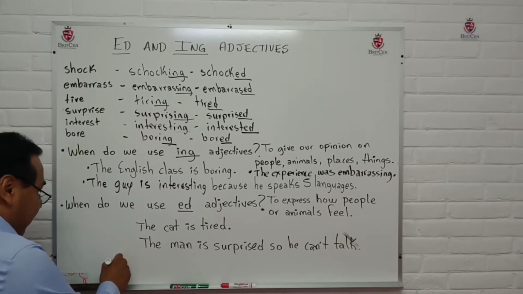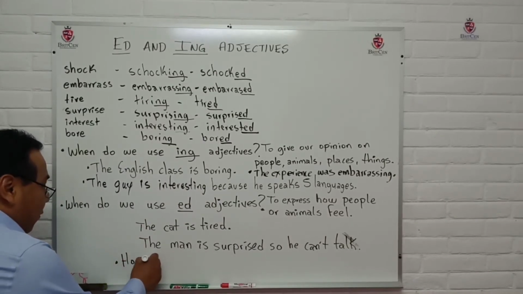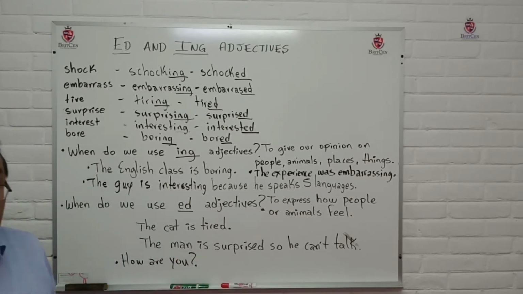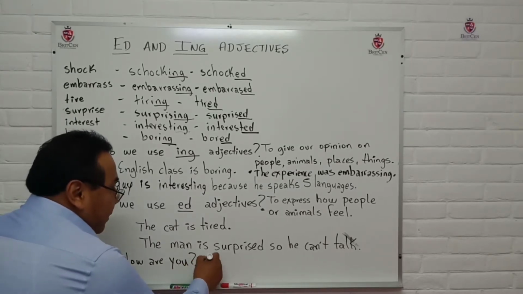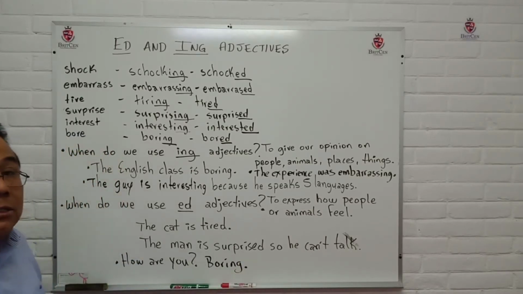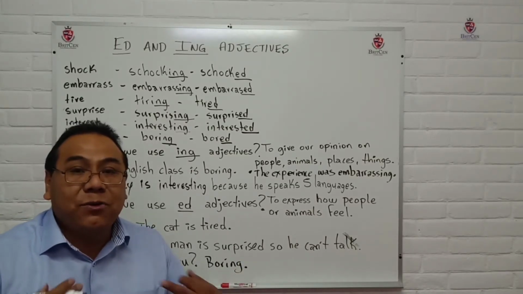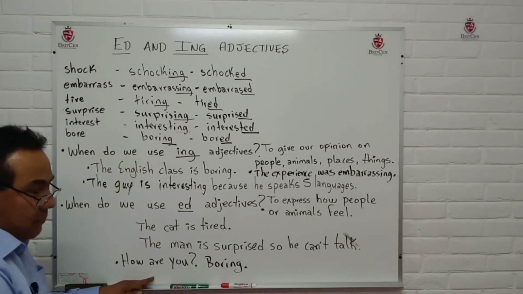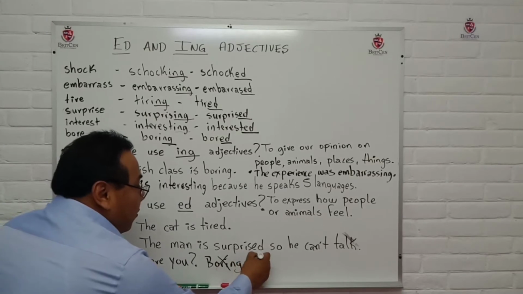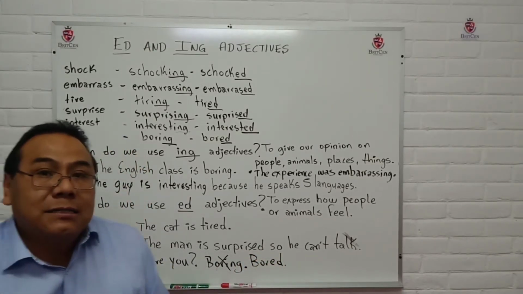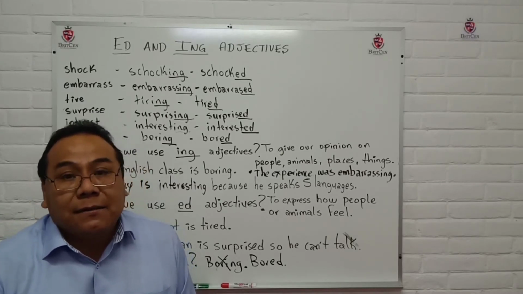For example, how are you? A person asks another person this question, how are you? And the person responds, boring. Well, it's not possible, because boring is your opinion about even yourself or other people. How are you? It's not boring, it's bored. Because the person feels bored. That's the person's feelings. Okay?